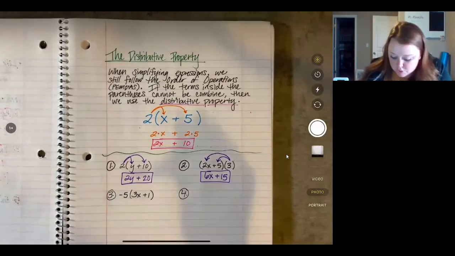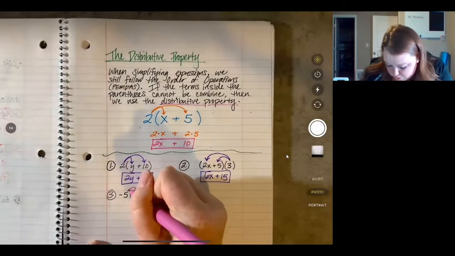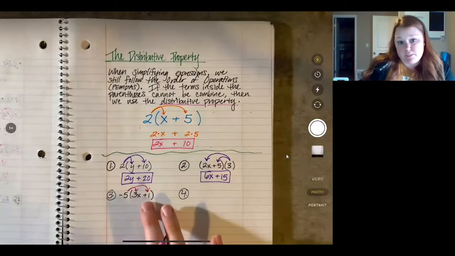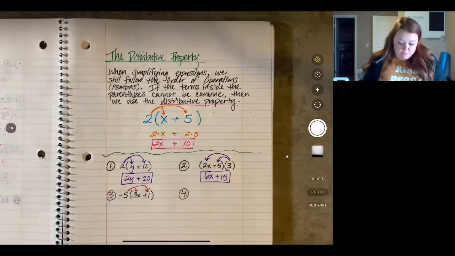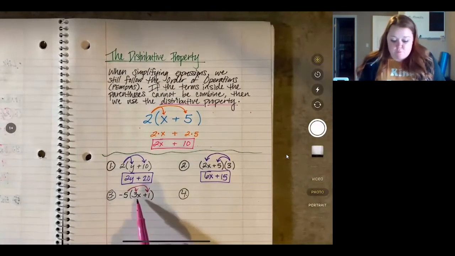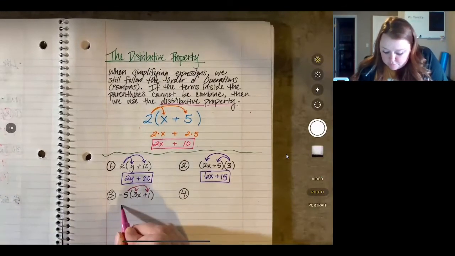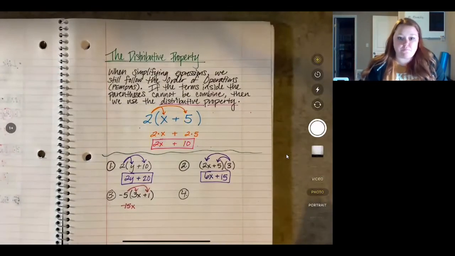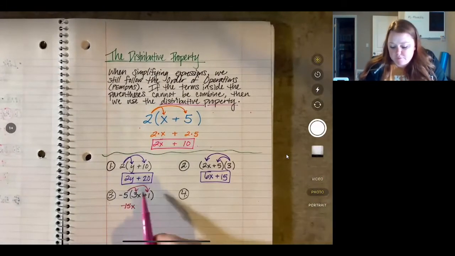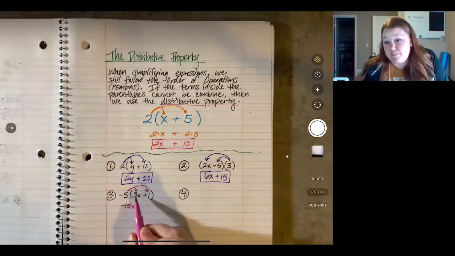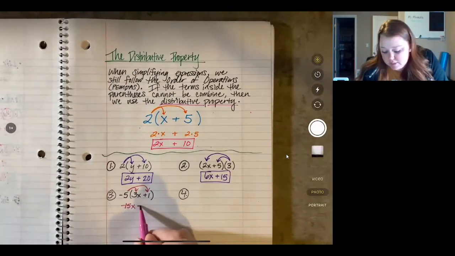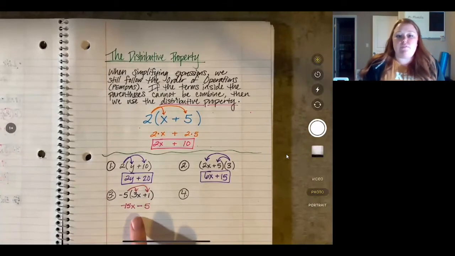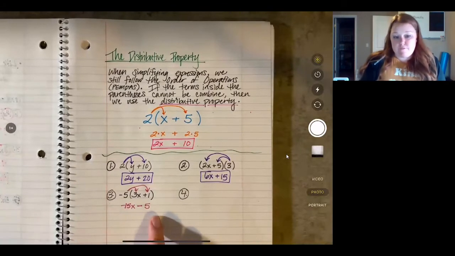Okay, so this negative 5 gets multiplied to both terms. Common mistake is kids forget to multiply to the second term. Don't do that. Negative 5 times positive 3 is negative 15. So negative 5 times 3x is negative 15x. Negative 5 times 1. So negative times positive, negative. So negative 5.